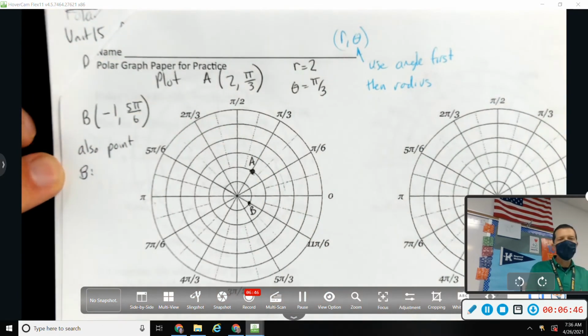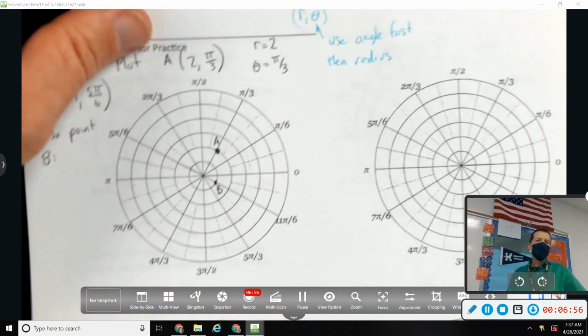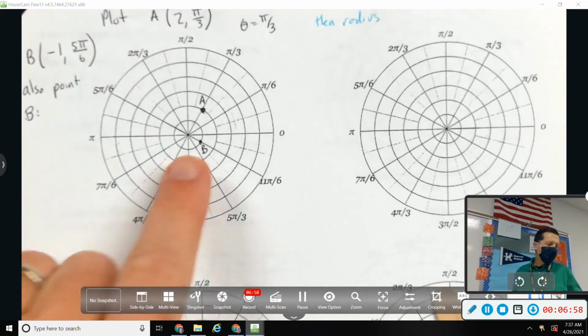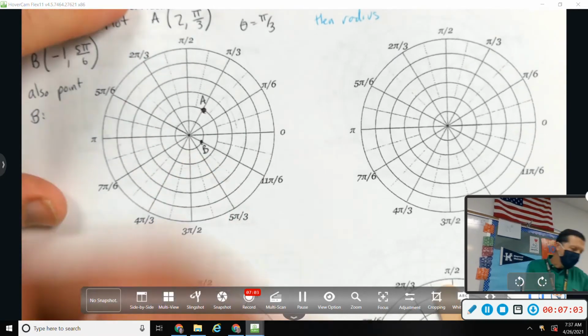Which brings up another point. There's another way to describe point B. Andrew, you almost said it. If I ask you to describe that point, what angle would you tell me we rotated through? 11 pi over 6.